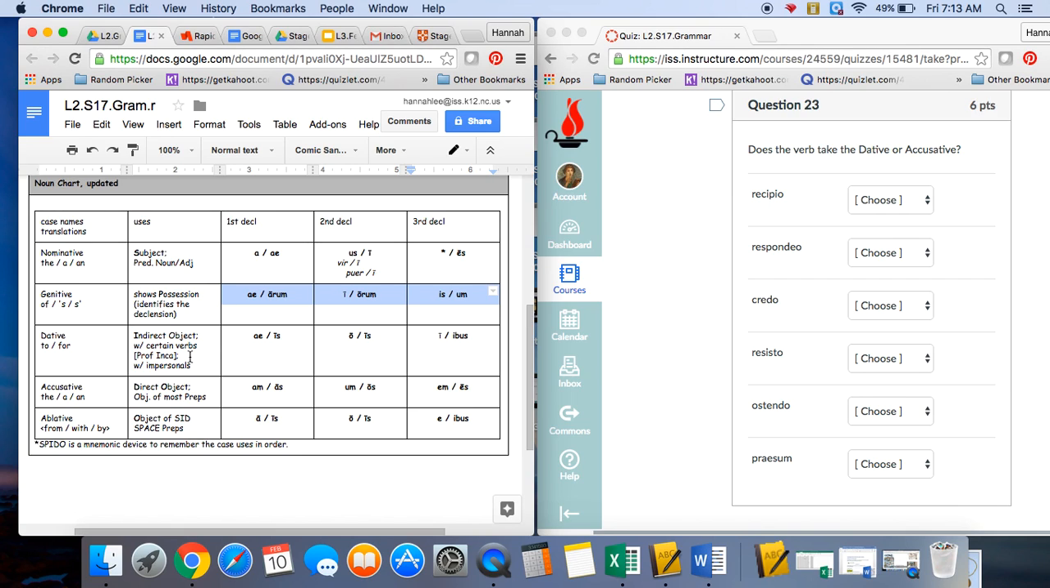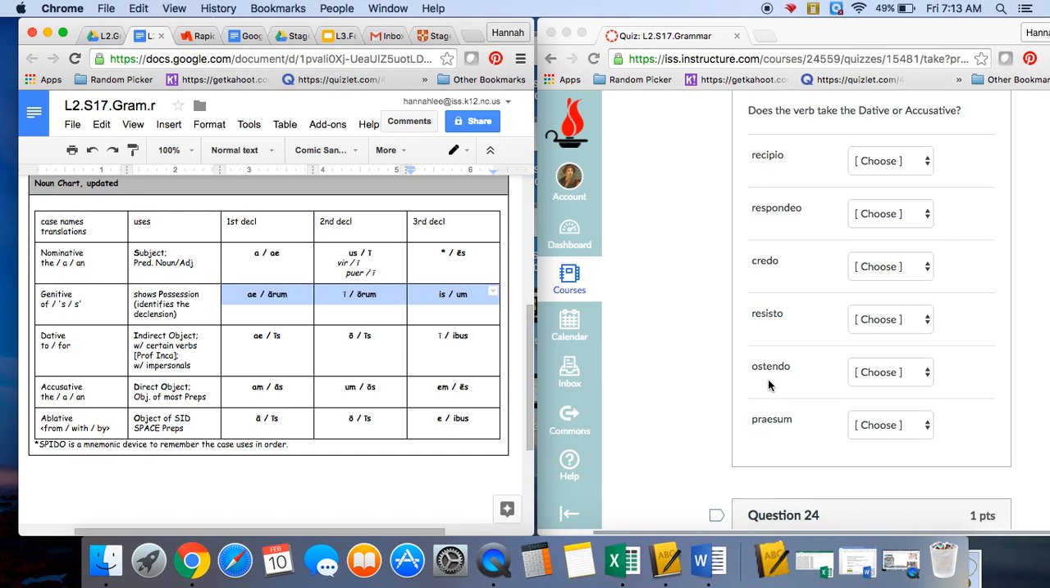Okay, so try to keep that in mind as we're looking at these. We have recipio. Was recipio one of those verbs that I said? No, so then it takes the accusative. Was respondio one of those verbs? Yes, so this one is going to take the dative. Was credo one of those verbs? Yes, so credo takes the dative. Was resisto one of those words? Yes, resisto takes the dative. Ostendo, is it one of those verbs? No, this one takes the accusative. And Prisum has been removed from the list. Prisum does take the dative, but that's not one of the words. So go ahead and put dative for this one.